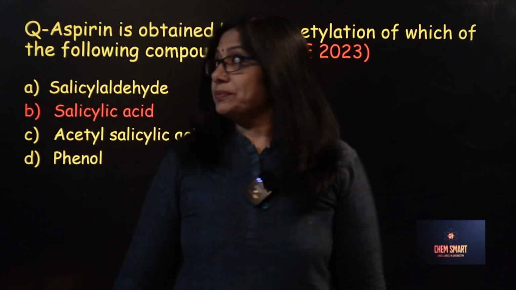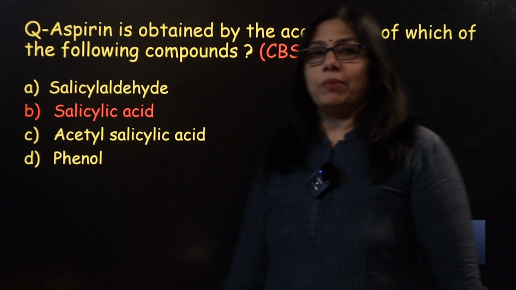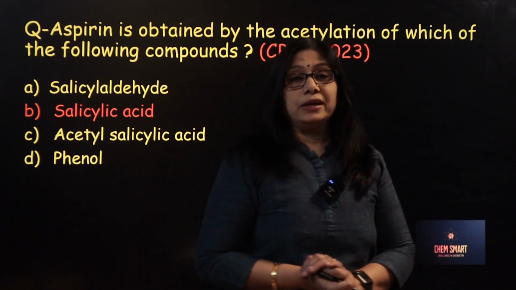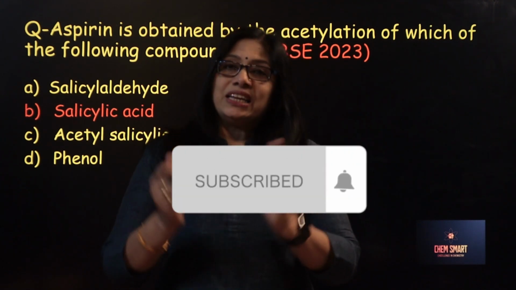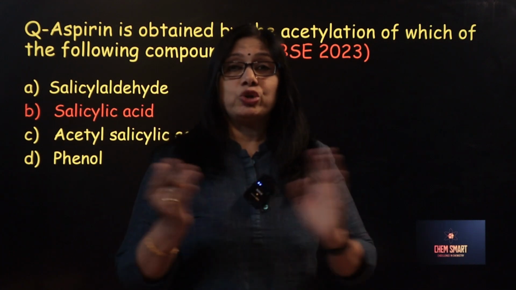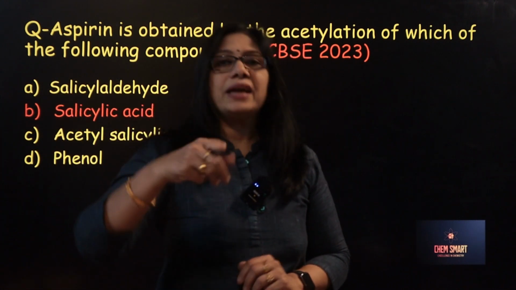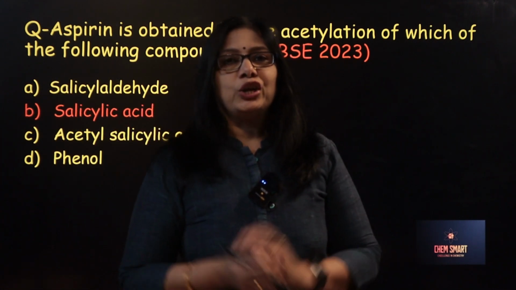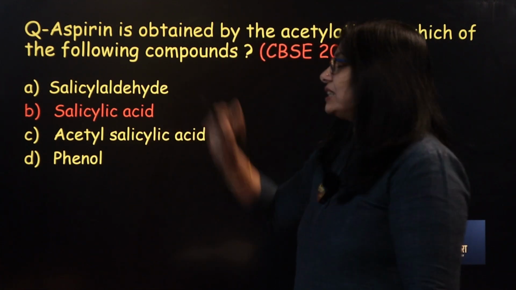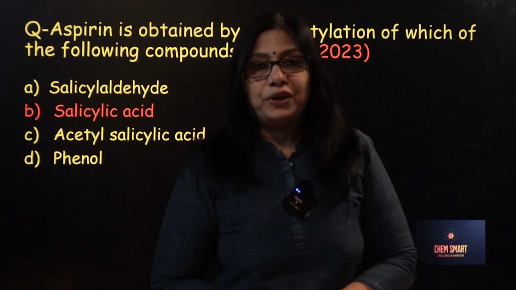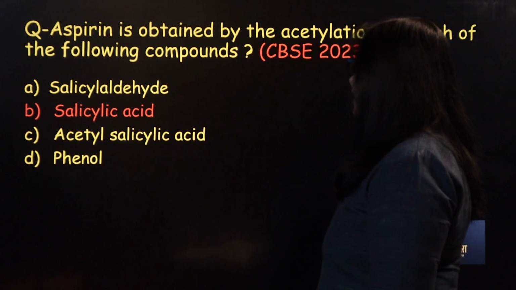Question number 1. Aspirin is obtained by the acetylation of which of the following compounds? You have studied in the esterification area of alcohols and phenols that salicylic acid is 2-hydroxybenzoic acid. Salicylic acid is a common name. When you acetylate it using acetic anhydride, you will get aspirin. So the answer here is salicylic acid, which undergoes esterification to form aspirin.